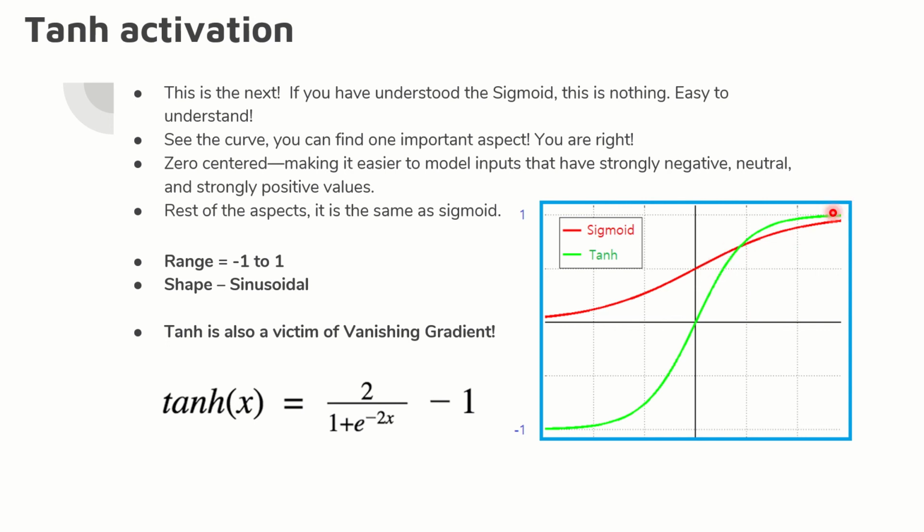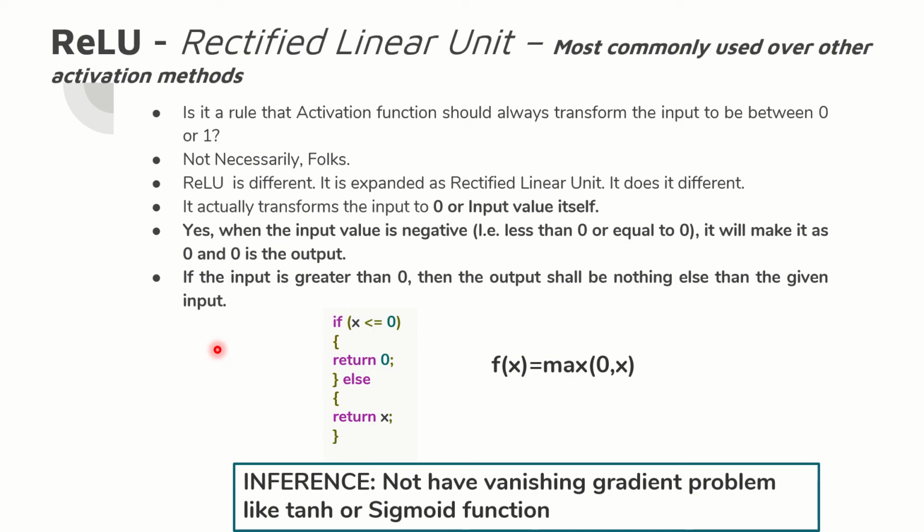Here also you can see that the vanishing gradient problem will still persist. So how do we mathematically express it? tanh of x equals 2 divided by 1 plus e power minus 2x, minus 1. So mathematically speaking, this is the equation that we need to remember. tanh is also a victim of vanishing gradient. Now, what can we use to avoid vanishing gradient? Very simple, ReLU. ReLU is nothing but rectified linear unit. This is most commonly used over others because it faces no vanishing gradient problem.